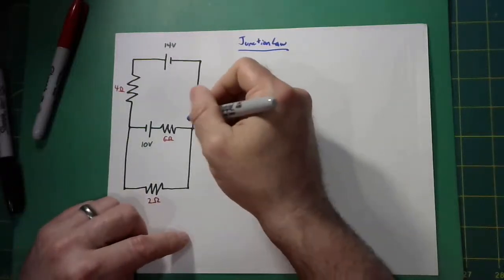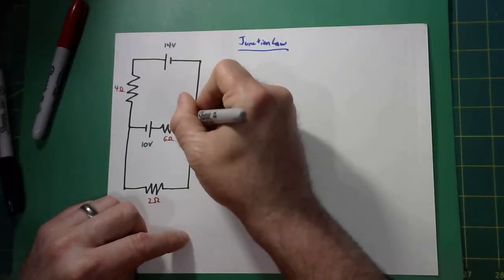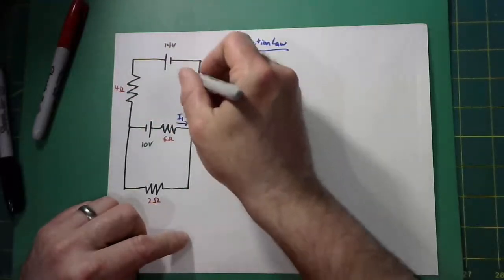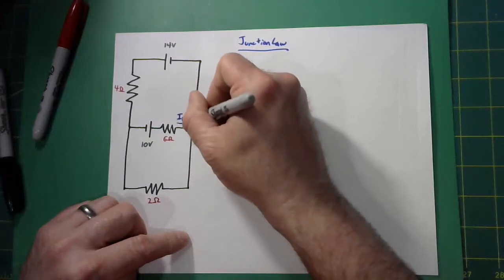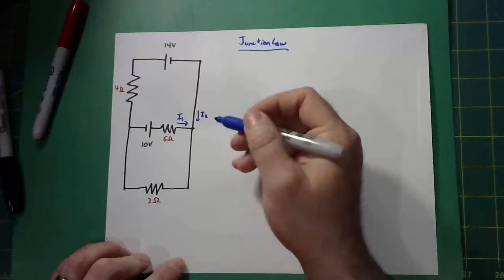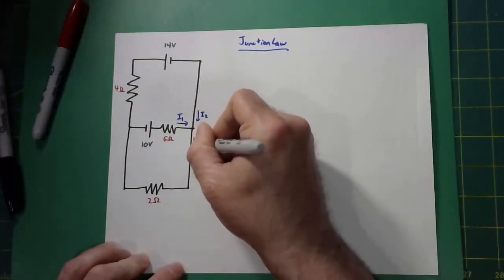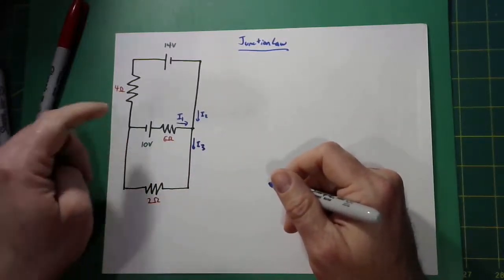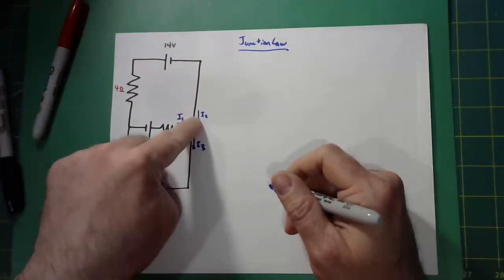And so they guessed. They said, what's going in this middle branch? Let's call that I1, and let's just guess it's going to the right. We'll call what's going in the top part here I2, and we'll guess that it's going clockwise. And then the bottom branch, they said, let's call it I3, and let's guess that it's going clockwise. So if I call this I3, that's the same as what's flowing in this and same as what's flowing in this. If I call this I2, all of this is I2.